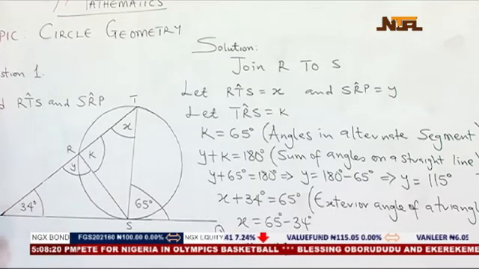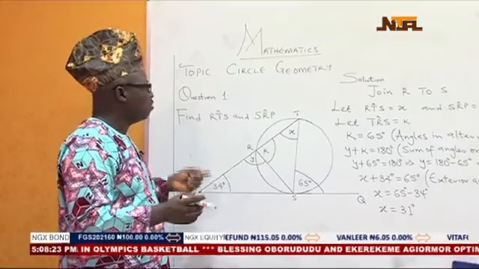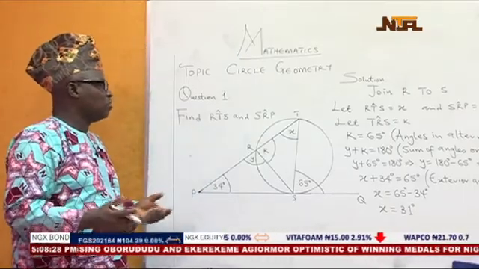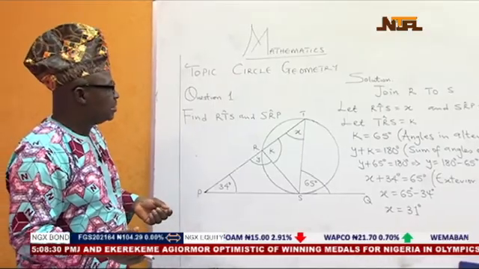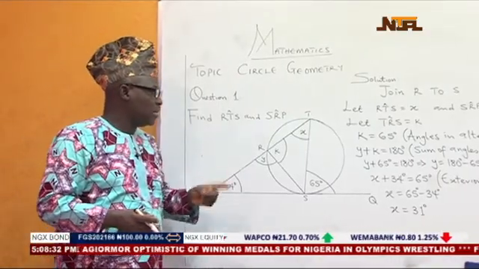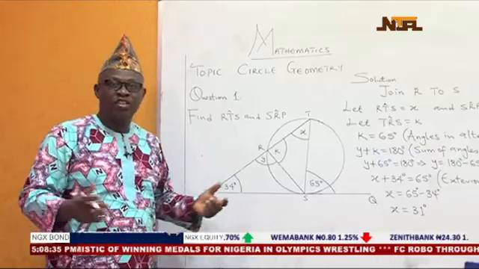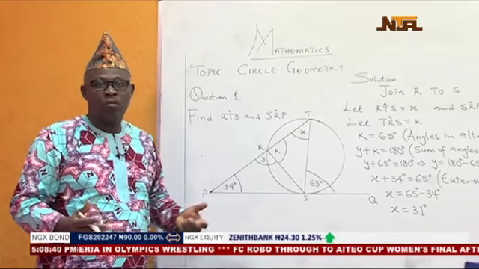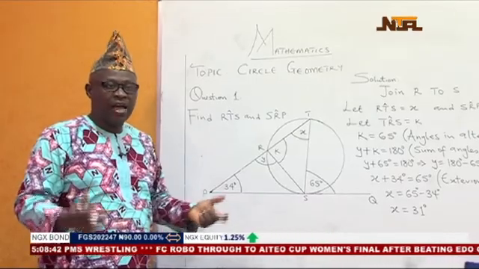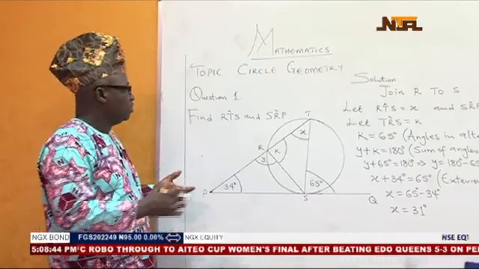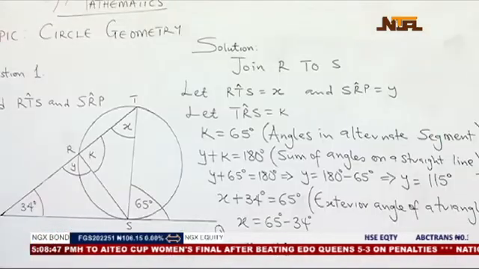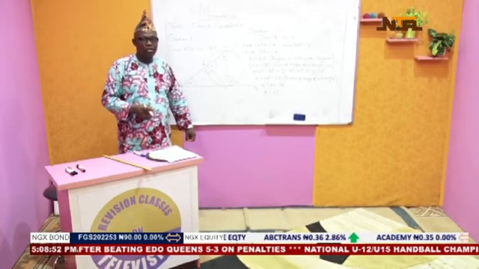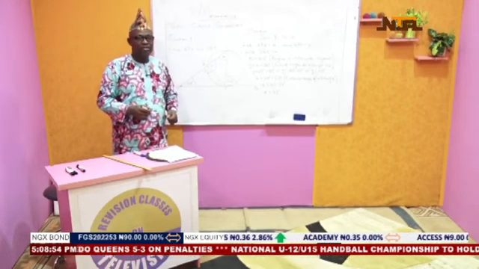And the theorems I've used there, I've used the theorem of angles in alternate segments. I've also used the theorem concerning the sum of angles on a straight line being 180 degrees. And likewise, I've used a particular theorem that is applicable to a triangle. That is, the exterior angle of a triangle is equal to the sum of the two interior opposite angles. So we've been able to find the two angles the examiner required of us. Put this in your notes and take time to study it.